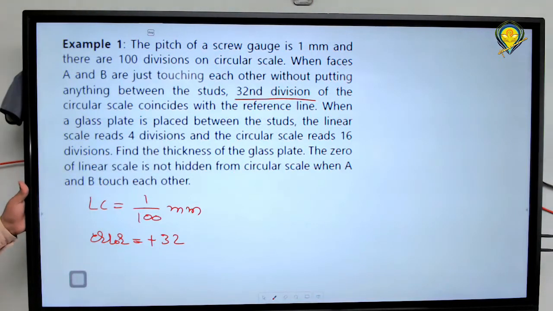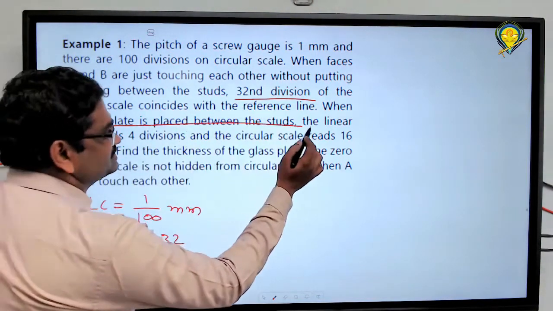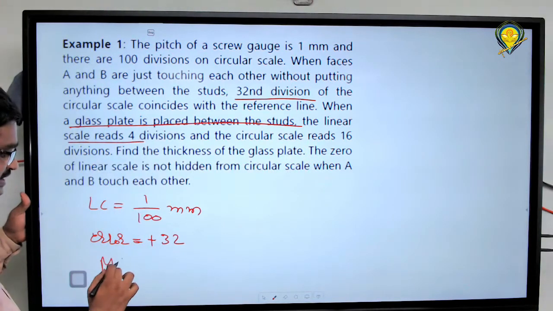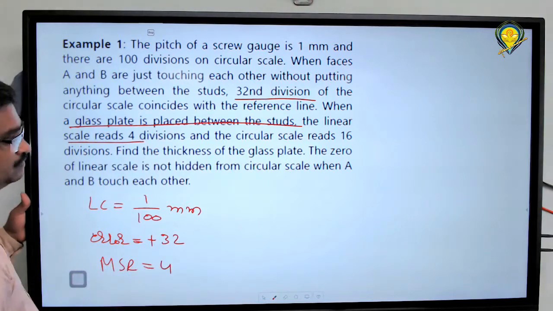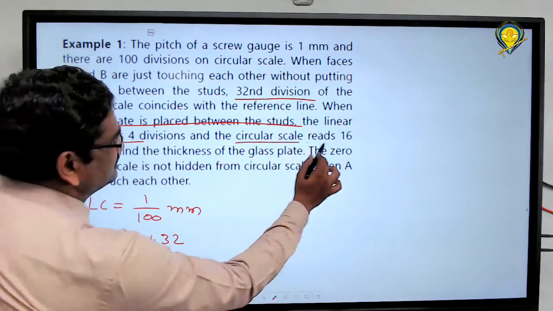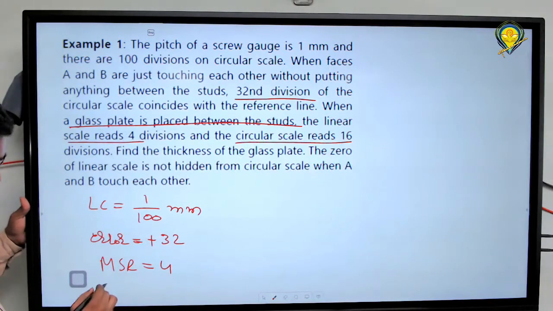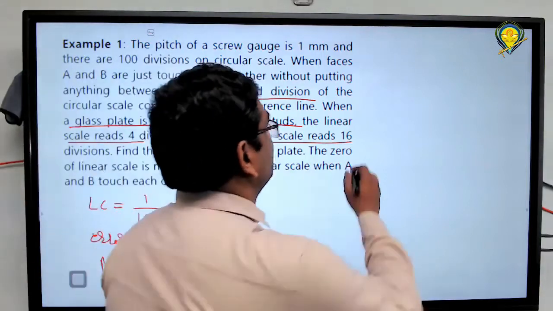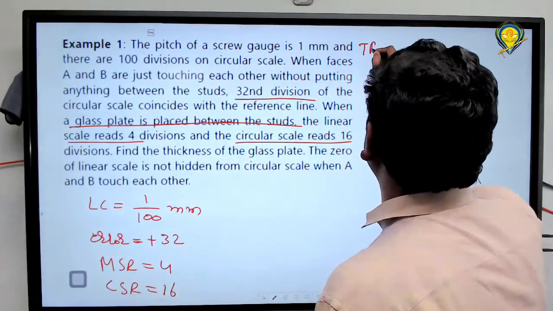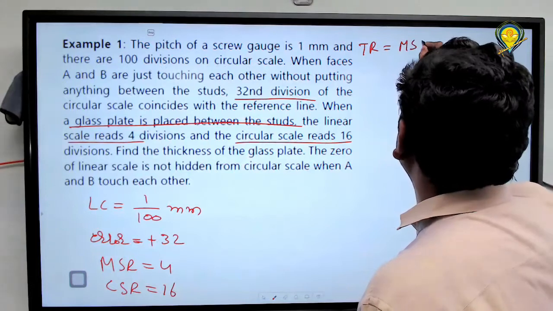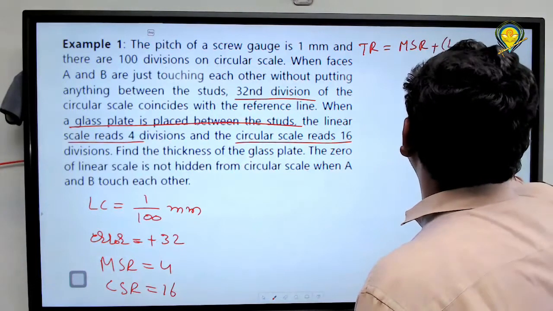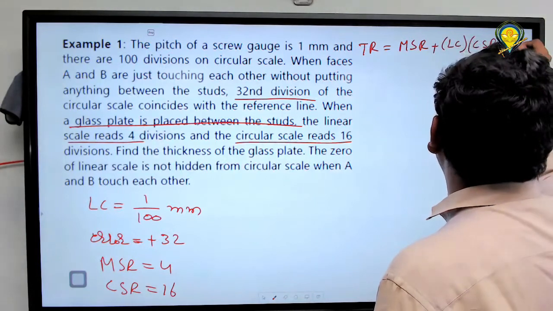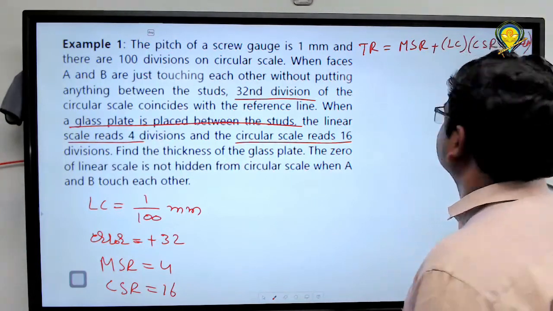Next. When a glass plate is placed between the studs, the linear scale reads 4 divisions. That means main scale reading equal to 4. Next. Circular scale reads 16 divisions. That means circular scale reading equal to 16. Now total reading is nothing but total reading equal to main scale reading plus least count into circular scale reading plus or minus error. Can I write like this?